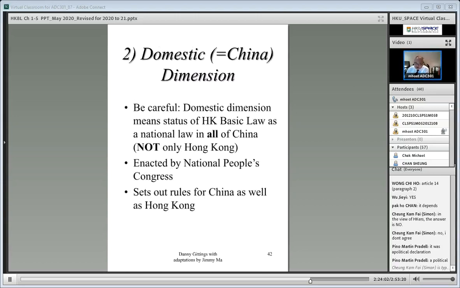So that's the international dimension. And the domestic dimension means the status of the Hong Kong Basic Law as a national law in all of China, not only in Hong Kong. So this is the Basic Law, and you don't waive the Basic Law. The Basic Law is a piece of national law. And because it is national law, it applies to every part of the PRC. And because it was enacted by the NPC, the rules contained in the Basic Law are equally applicable both to the PRC and to Hong Kong.